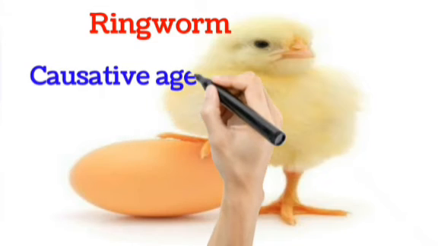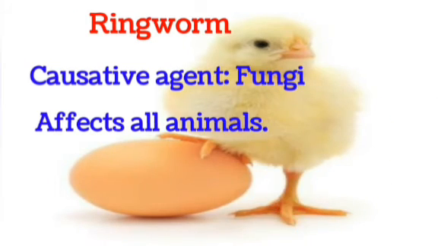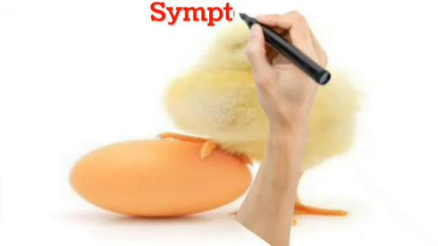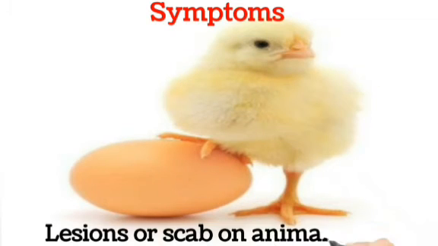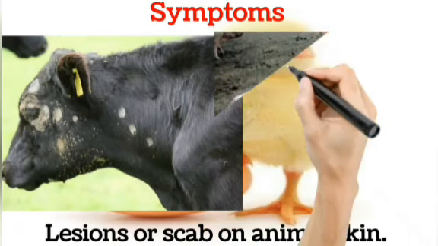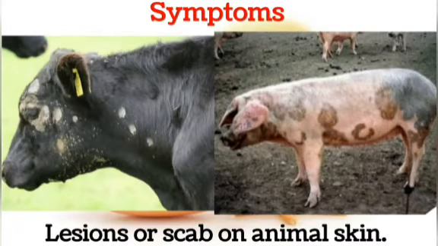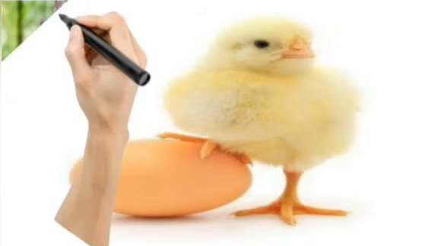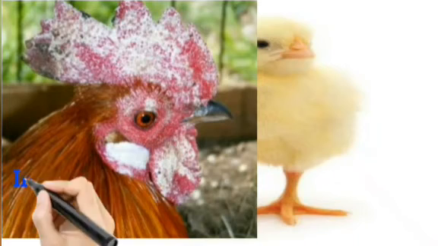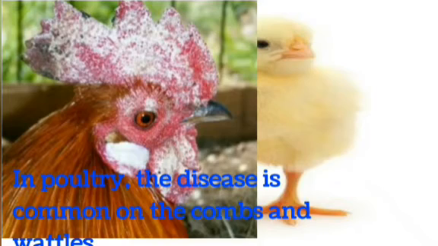Now, ringworm, another disease of farm animals, but this time it's caused by a fungus. Now, it affects all animals. What are the symptoms of ringworm? There tend to be lesions or scabs on the skin of animals. That is, despite having hair, there are spots that have a lot of hair removed and there are white patches. Also, it affects poultry birds, and in poultry, the disease is common on the comb and wattles of the poultry birds.